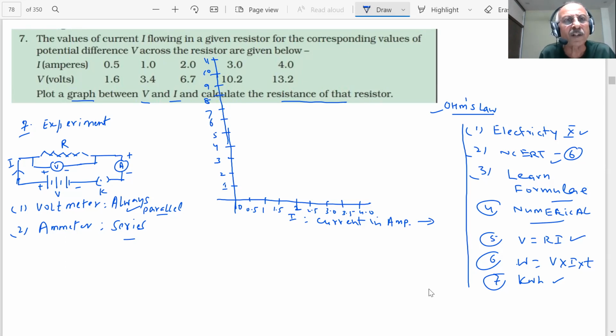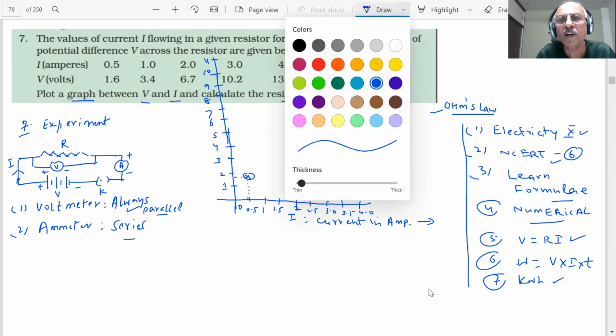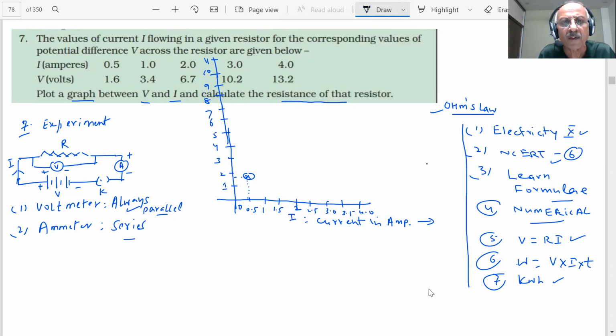So first, current is 0.5 amperes and volts 1.6. This point where it will be 1, this is 1.5 something. I am getting this point here. 1 ampere is 3.4. Let me change the color. 1 ampere, and how much is that? 3.4, students. You are getting this.